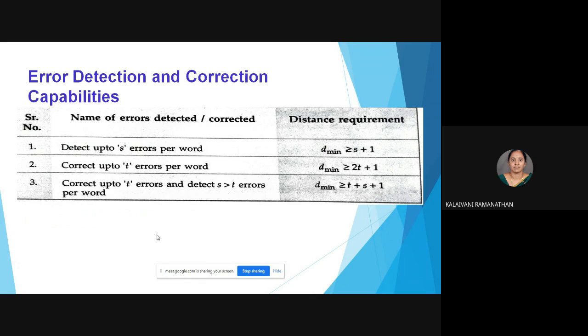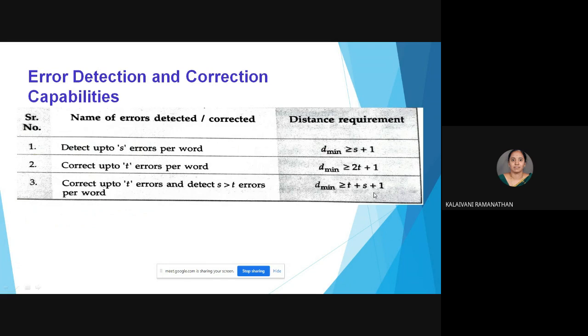So the first point is to detect up to S errors per word. D minimum should satisfy the condition that it must be greater than or equal to S plus 1, where S represents the number of errors. Then the condition for correcting T errors is given by D minimum greater than or equal to 2T plus 1. Then, for correcting up to T errors and detecting S greater than T errors, D minimum must be greater than or equal to T plus S plus 1.